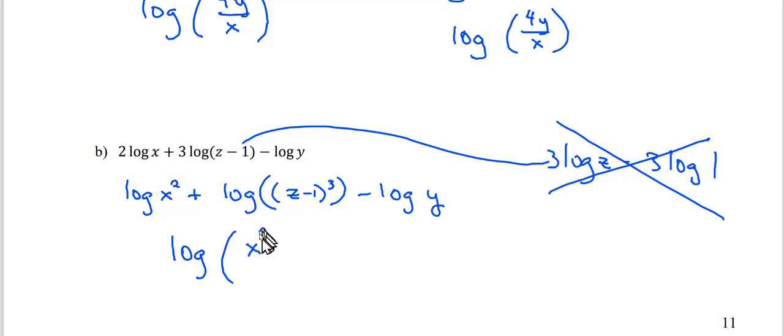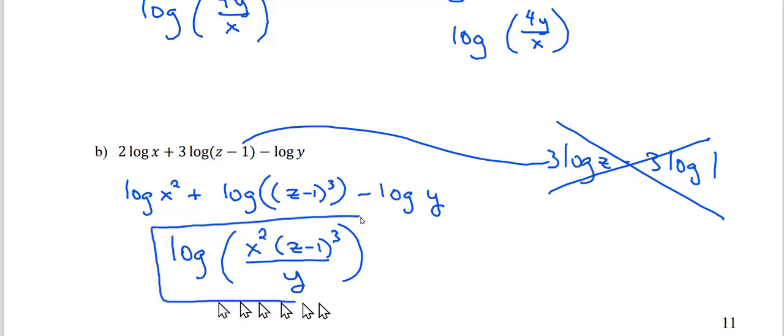Now I'm going to condense these into x squared times (z minus 1) cubed, and then that minus log of y will end up being in the denominator of that. Notice I had to bring up the coefficients to be exponents first, and then I was able to condense the logs once I just had logs added and subtracted.